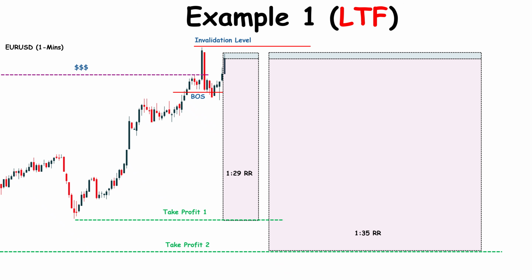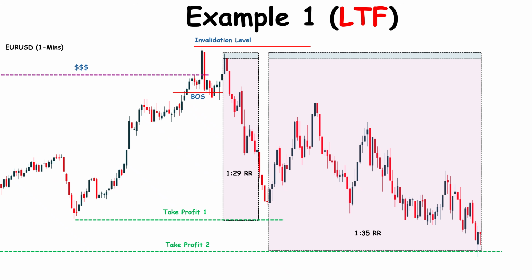In this case, if price moves in our favor, we have 1 to 29 risk to reward on the first trade and a clean 1 to 35 risk to reward on the second, both using the same structure, same zone, just split targets. And yes, price moved exactly in our predicted direction, aggressively. This is how smart money operates, and this is how you avoid retail traps while taking sniper entries. And remember, this is all happening on the 1-minute chart, which means precision, low risk, and fast execution.